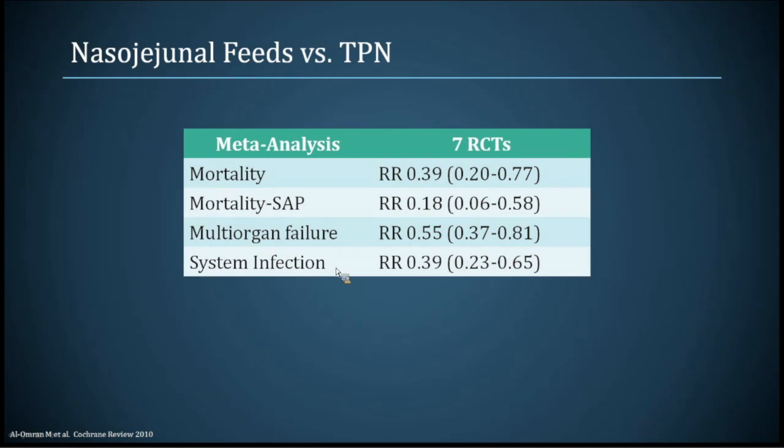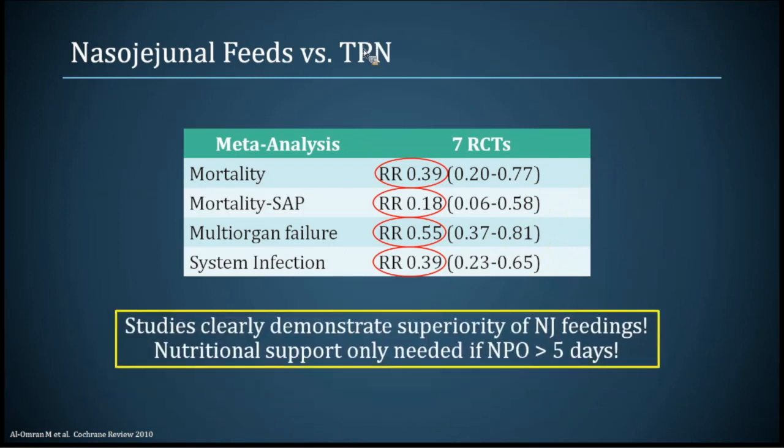In terms of nasojejunal feeds versus TPN, 7 randomized trials. In overall mortality, there was a 61% decrease in mortality, 82% decrease in mortality in severe acute pancreatitis, 45% decrease in multi-organ failure, and 61% decrease in systemic infection.